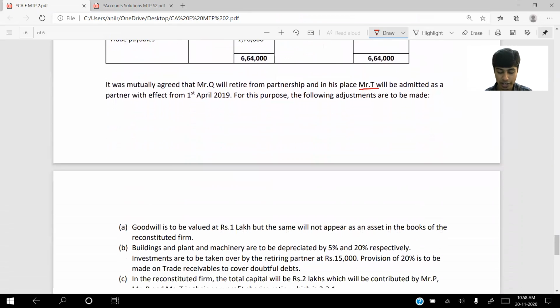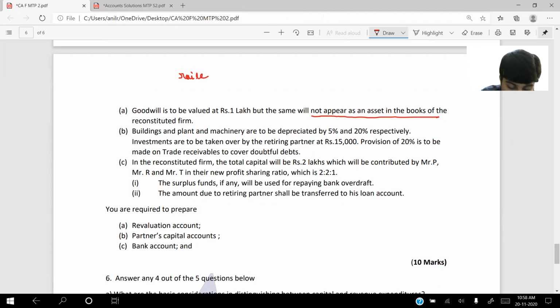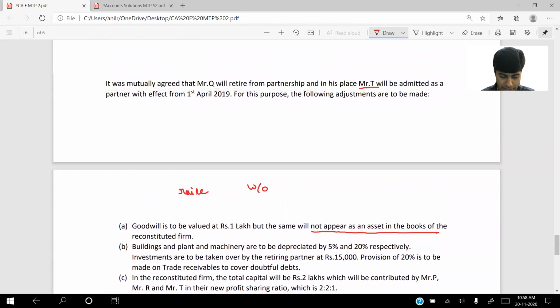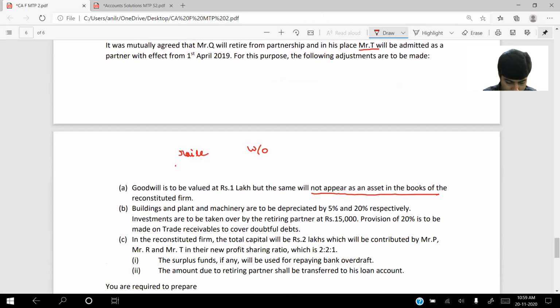For this purpose, the following adjustments are to be made. Goodwill is to be valued at 1 lakh, but the same will not appear in the books of the reconstituted firm. So you have to raise and write off. They don't want to show the goodwill in the books of the firm, so we need to raise the goodwill and then write it off. Is there goodwill in the balance sheet? No. How do we raise it? We raise it for PQR, and then we do writing off for PRT.